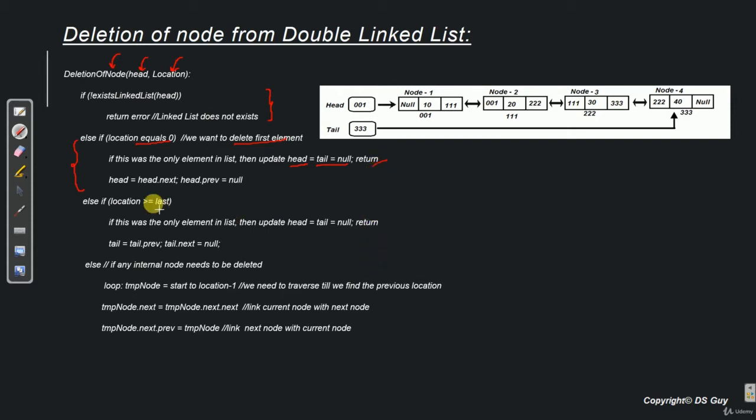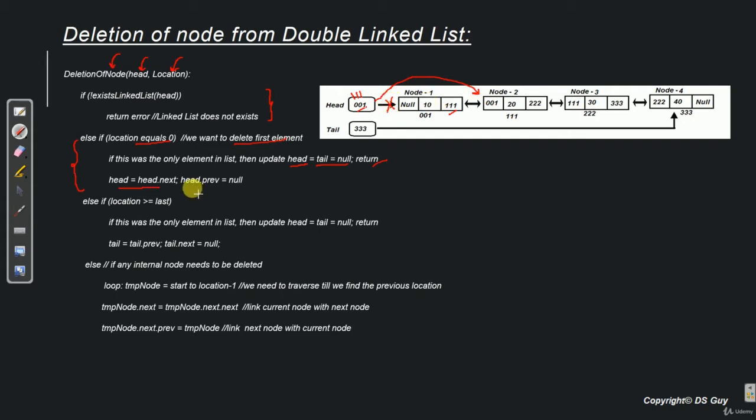Else, in case node 1 is not the only node in this list, how do we do that? In that case, we say head is equal to head.next. So what is head right now? 001. What is head.next? 111. So we'll put 111 in head. That is, head will start pointing to node 2 and node 1's link gets destroyed.